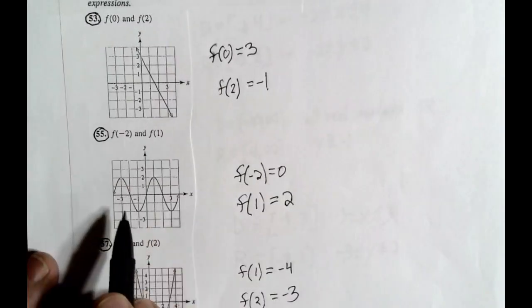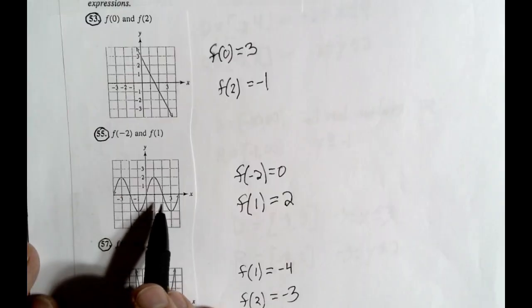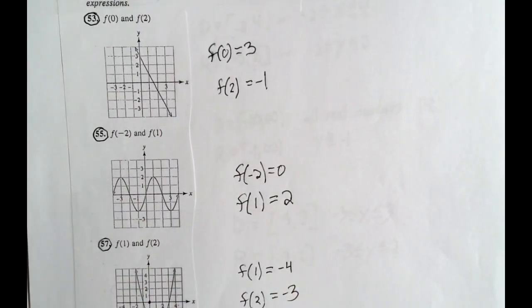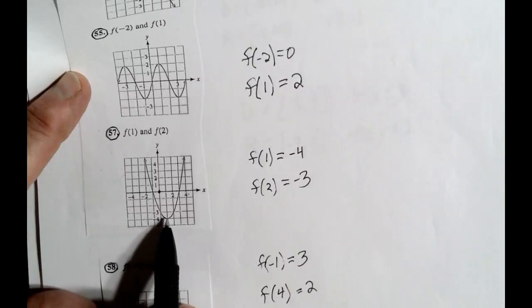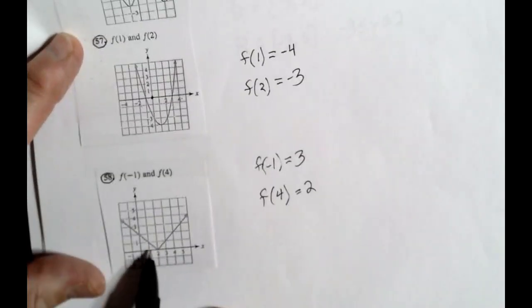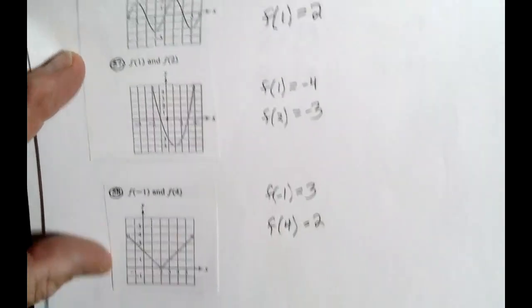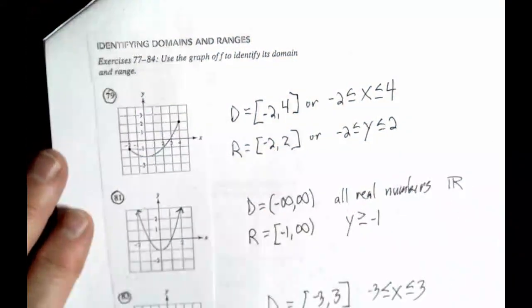Alright, so f of negative 2, you go to negative 2 here, and you move up or down, and you hit it at 0. And then f of 1, you move up or down, and you hit it at positive 2. So 0 and 2. And now this one, 57, f of 1, you move it down here, and you get negative 4. F of 2, you get negative 3. Now f of negative 1, you get 3. F of positive 4, you get 2. So it's just a matter of finding on the x-axis the value you want, and then moving up or down to find the y-coordinate.